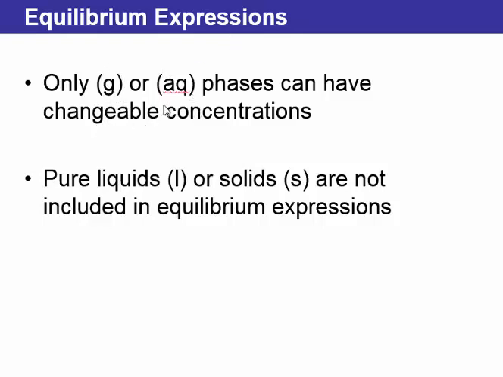Now, an important thing to know is that in an equilibrium expression, only the reactants and products that are either in the gas or aqueous phase are included, because those are the chemicals that have a changeable concentration. Pure liquids, so chemicals with a phase of L, and pure solids, so chemicals with a phase of S, are not included in the equilibrium expression.